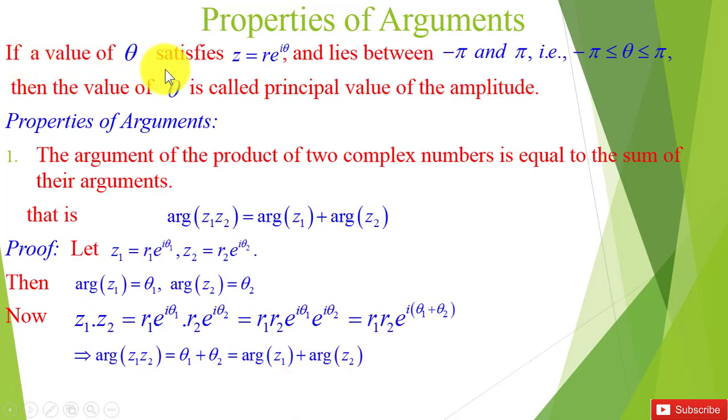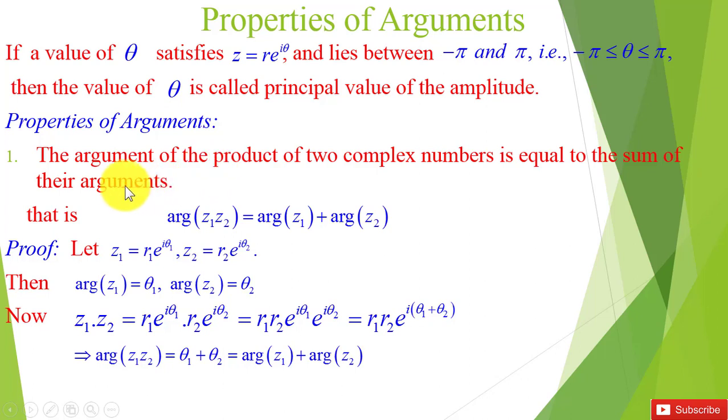If a value of theta satisfies z is equal to r e raised to the power i theta and lies between minus pi and pi, that is minus pi less than theta less than or equal to pi, then the value of theta is called principal value of the amplitude.